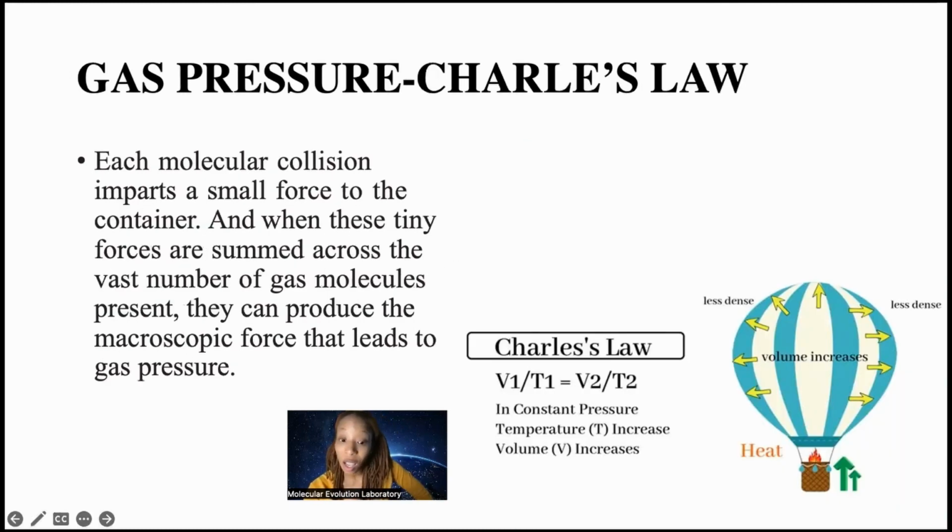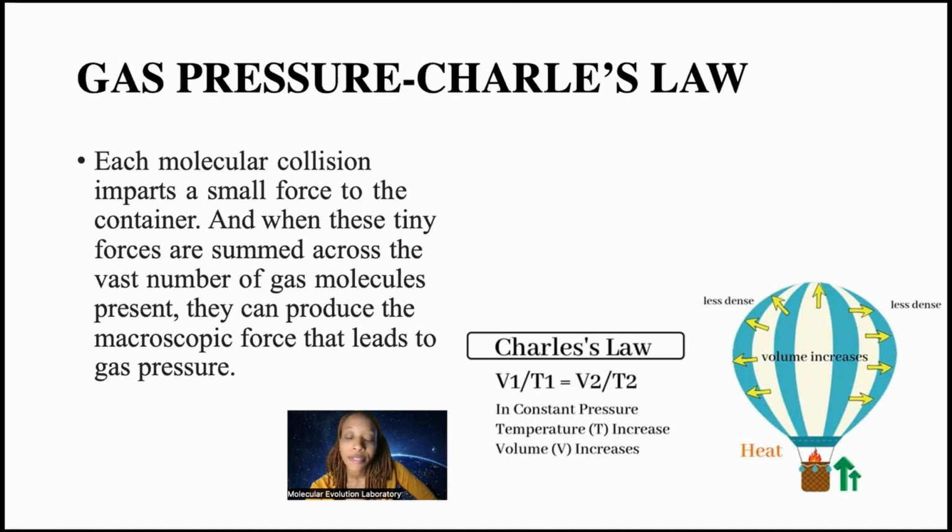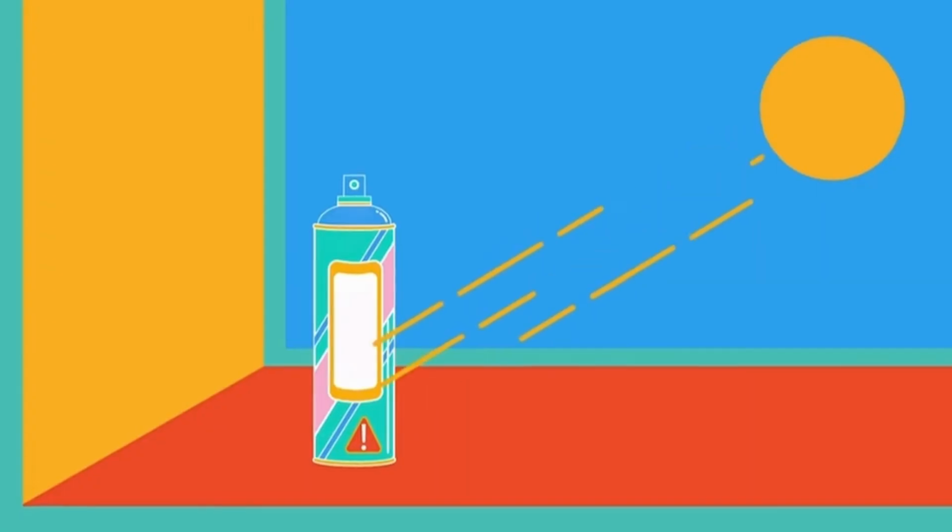We've looked at Charles' law before, but as you already know with my lectures, there's always a lot of repetition and always a lot of emphasis. So each molecular collision imparts a small force to the container, and when these tiny forces are summed across the vast number of gas molecules present, they produce the macroscopic force that leads to gas pressure. In Charles' law, V1 divided by T1 equals V2 divided by T2. In this case, pressure is constant. As the temperature increases, the volume increases.